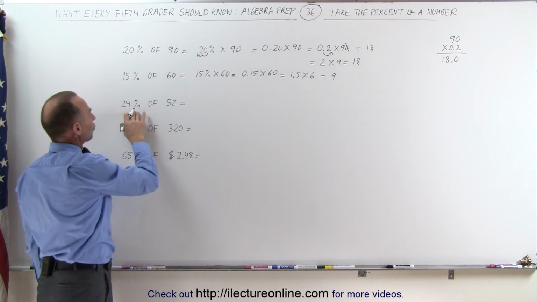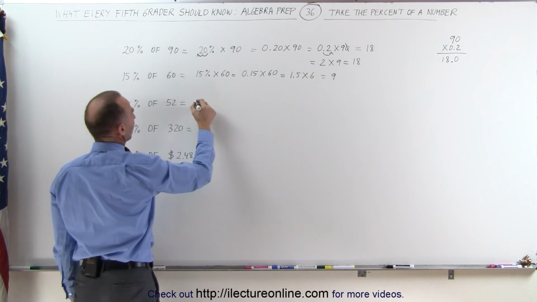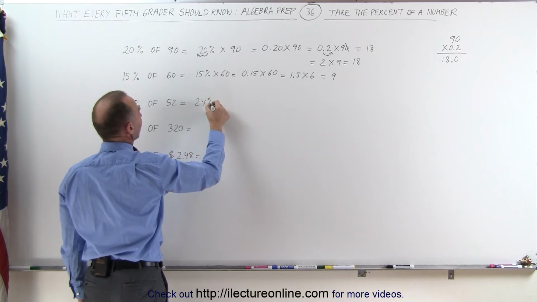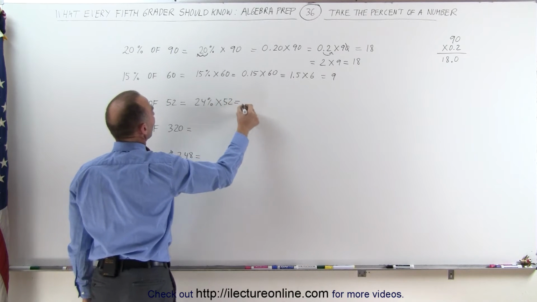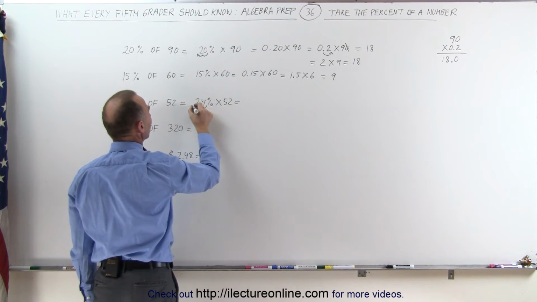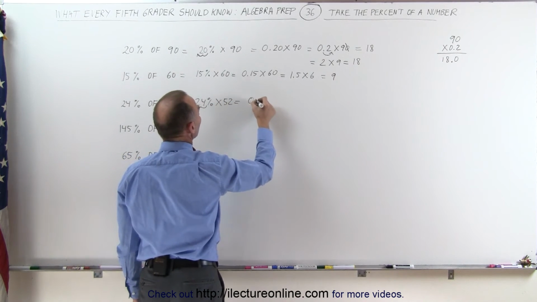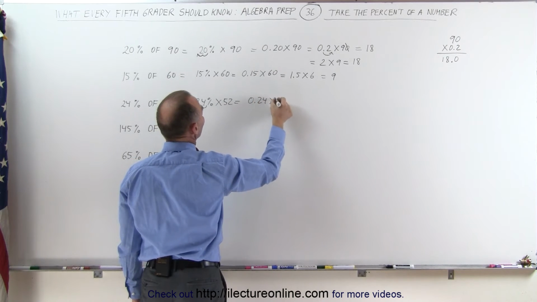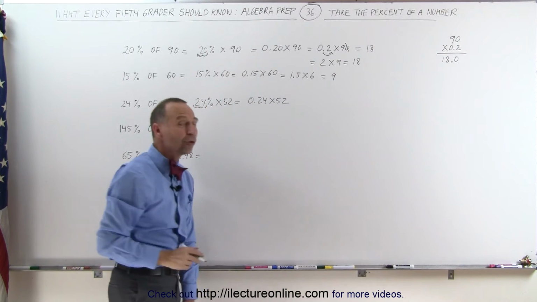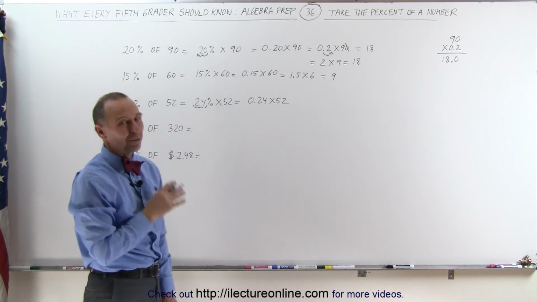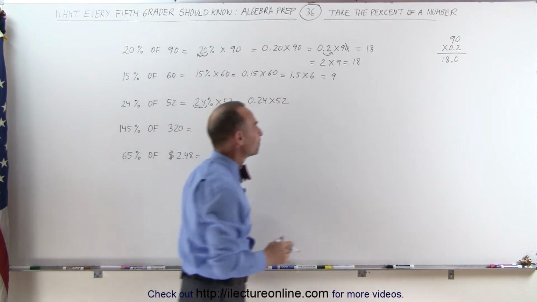The next example, 24% of 52, write as 24% times 52, which is the same as, when I move the decimal place over 2 spots, 0.24 times 52. Here, no special trick will help us. We simply have to multiply it out longhand.